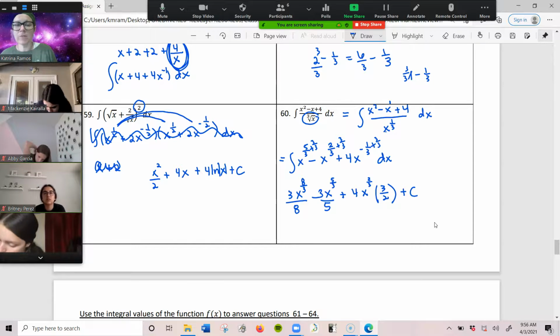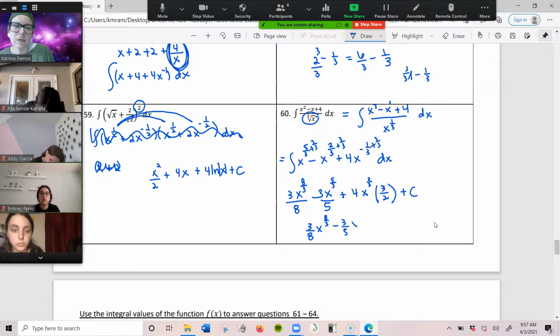And now we just simplify, and the only thing to simplify is this term here, the 4x to the 2/3 times 3 over 2. So our final answer would be 3 over 8 times x to the 8 over 3 minus 3 over 5 x to the 5 over 3. This becomes 2, and then 2 times 3 would be plus 6 x to the 2/3, plus C.